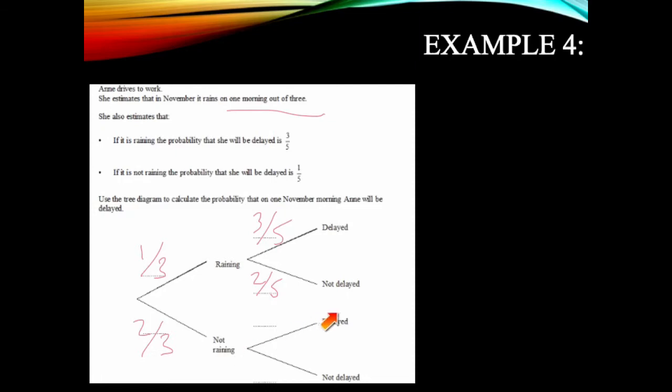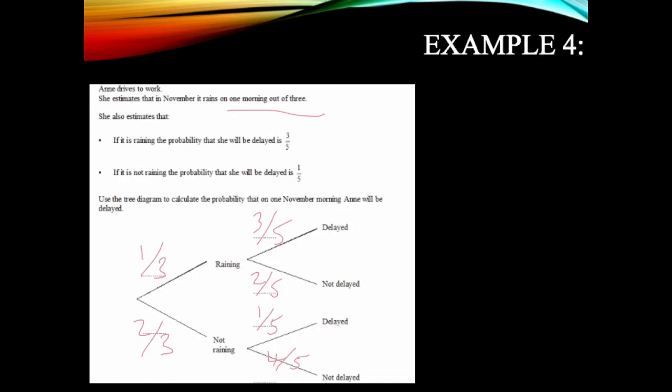This is very similar to questions that you might have seen in class where somebody takes a sweet from a bag and eats it. They don't replace it, which means that the next time you put your hand in the bag, there's going to be one less of those sweets. And so it depends on the sweet that you've taken out, which branch you've gone down as to which one. Okay, so it's similar to one of those. Let's see what it says. If it's not raining, the probability she'll be delayed is only 1/5. So this is 1/5 here, which means down here we're going to get 4/5.